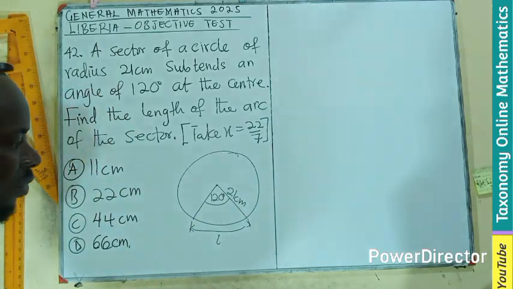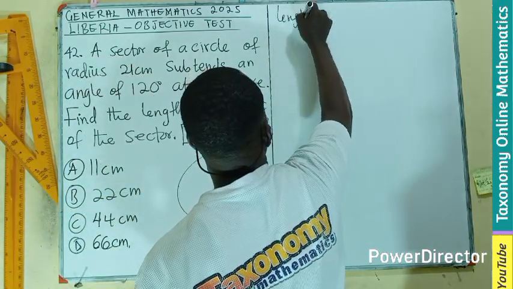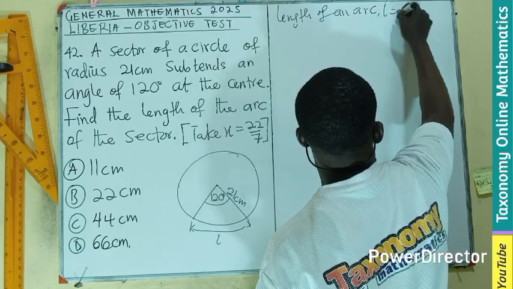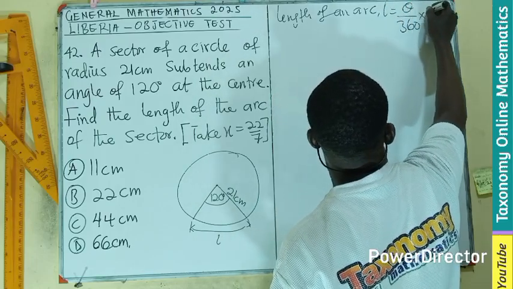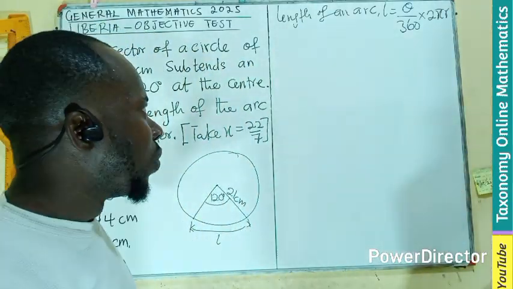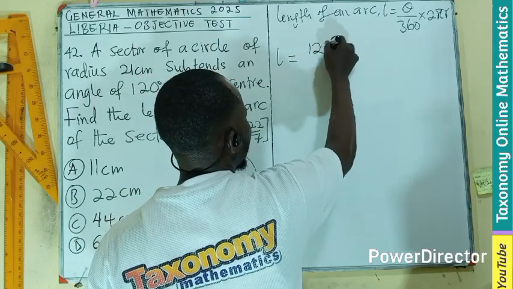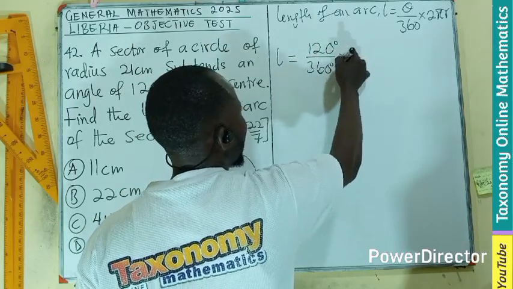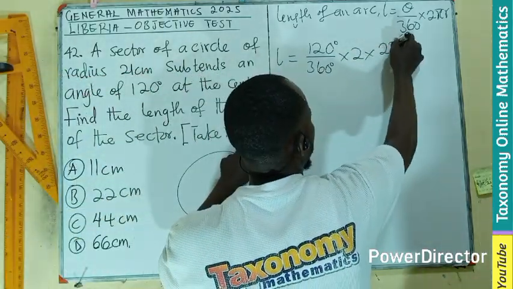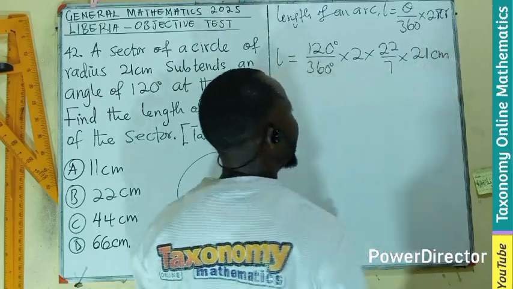Now, what is the connection between the length of an arc of a circle? We know that the length of an arc, which is L, is theta over 360 times 2 pi r. The length is part of the circumference, so we use the circumference formula. That means your length is going to be 120 as the angle at the center over 360 times 2 times pi, taken as 22 on 7, times the radius, 21 centimeter.